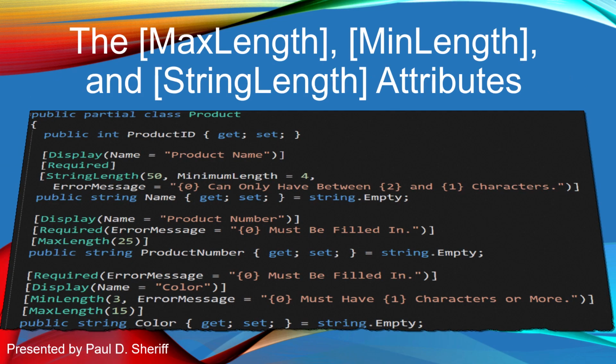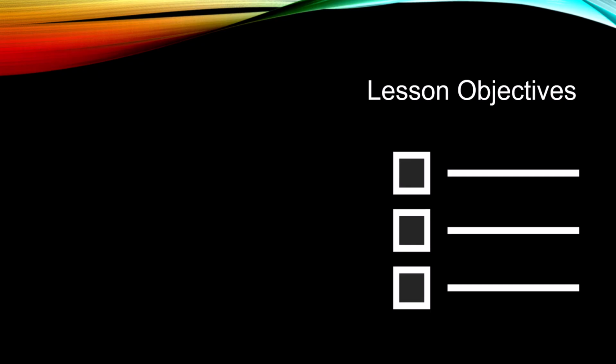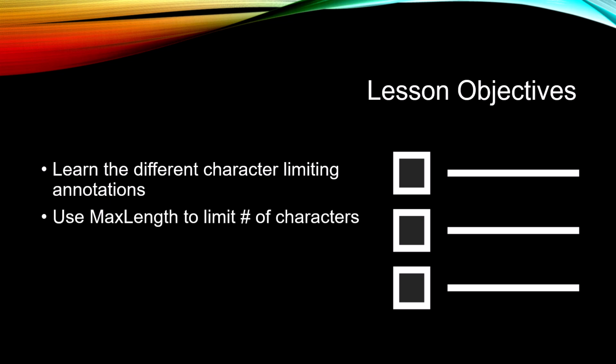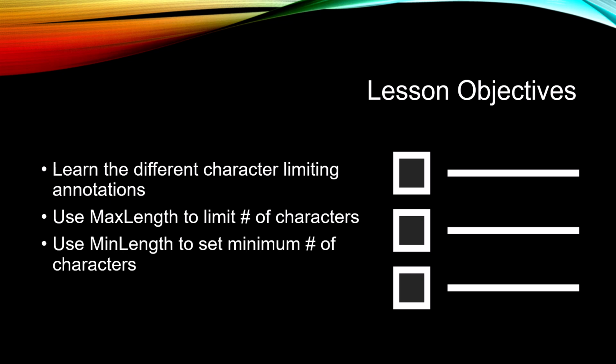This lesson is the MaxLength, MinLength, and StringLength attributes. The objectives for this lesson are to learn the different character limiting annotations that are available. We're going to use MaxLength to limit the number of characters. We're going to use MinLength to set the minimum number of characters. And we're going to use StringLength to set both at the same time.